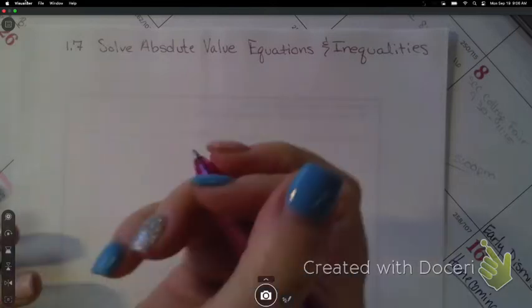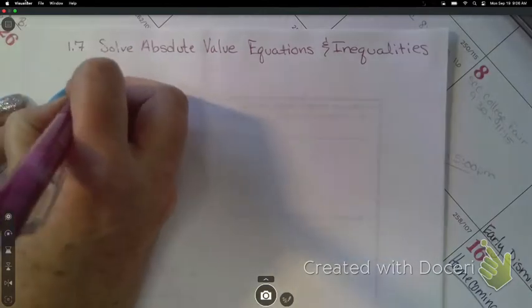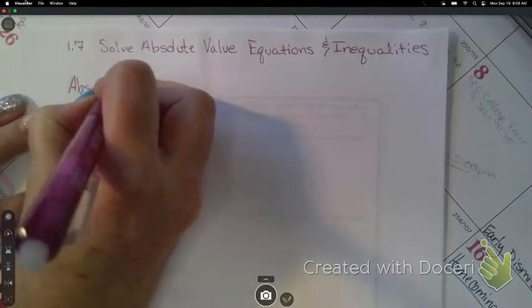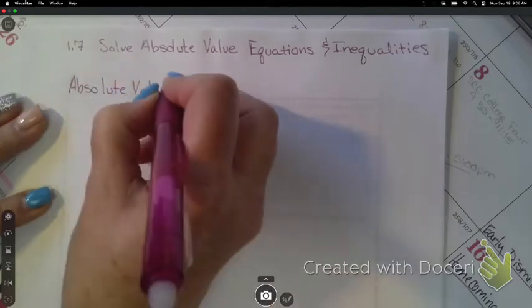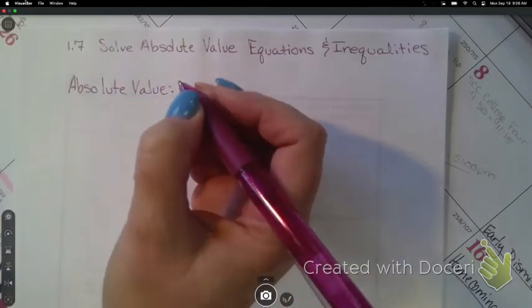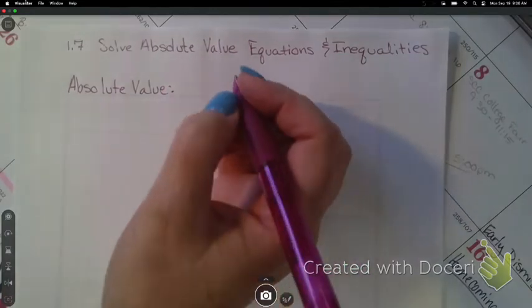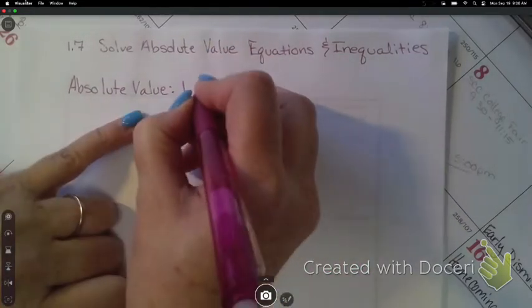Okay, so 1.7, solve absolute value equations and inequalities. First of all, we need to talk about what absolute value means. Okay? Does anyone know what absolute value means? No. Okay, it is the lines, right?